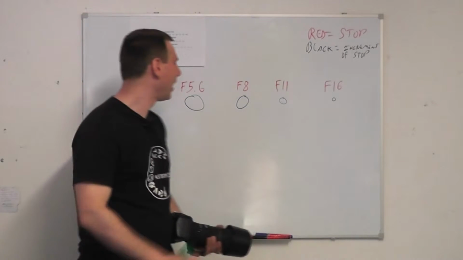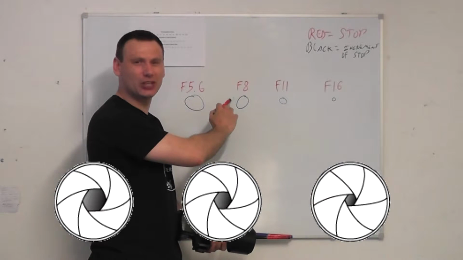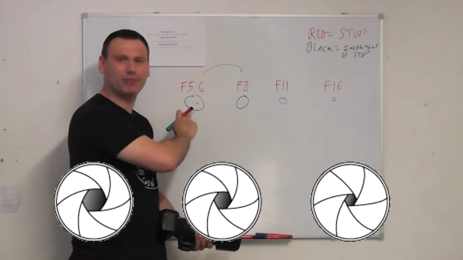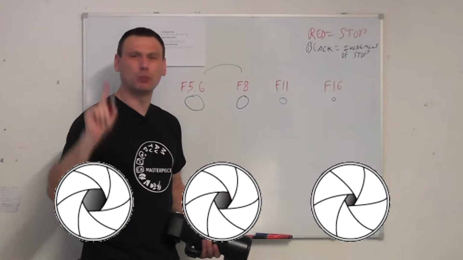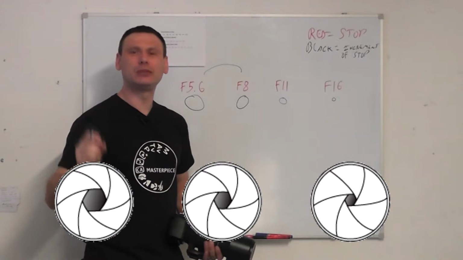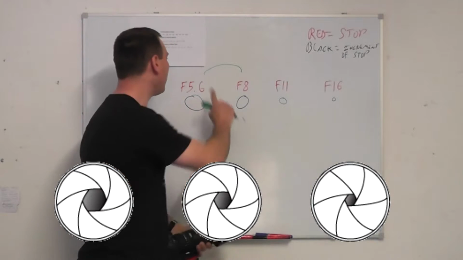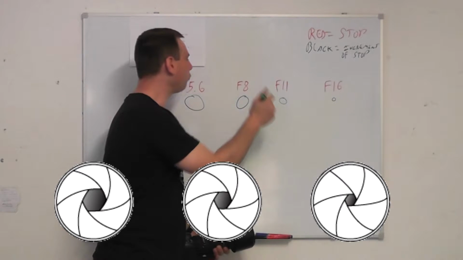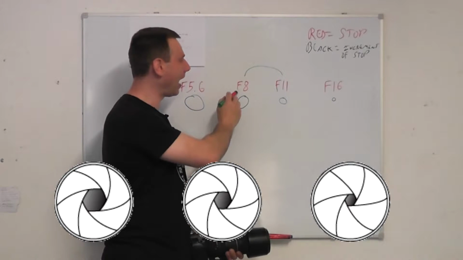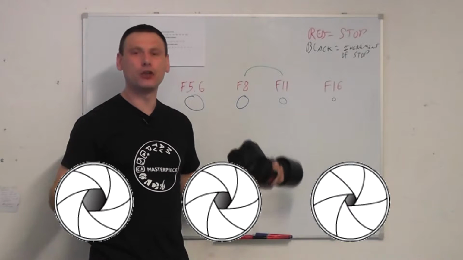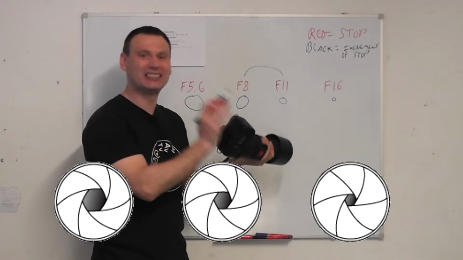For example, if we're shooting on aperture f8 and if we jump up to f5.6, that means we've jumped up one stop, and that means we've doubled the amount of light hitting our camera's sensor. However, on the other hand, if we move down a stop from f8 to f11, then we have halved the amount of light hitting our camera's sensor.